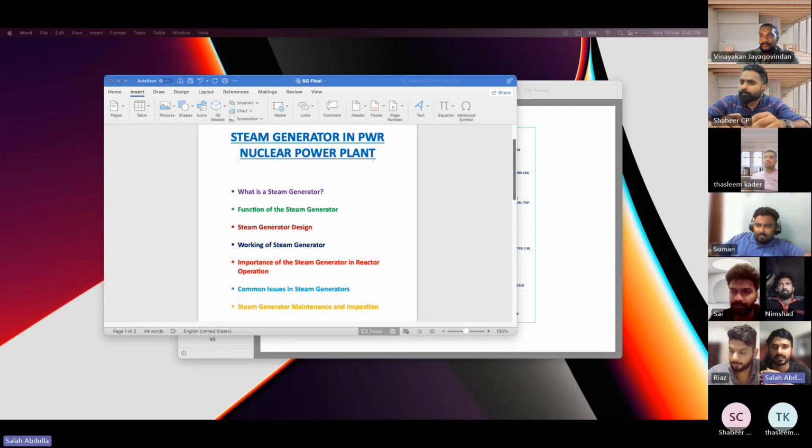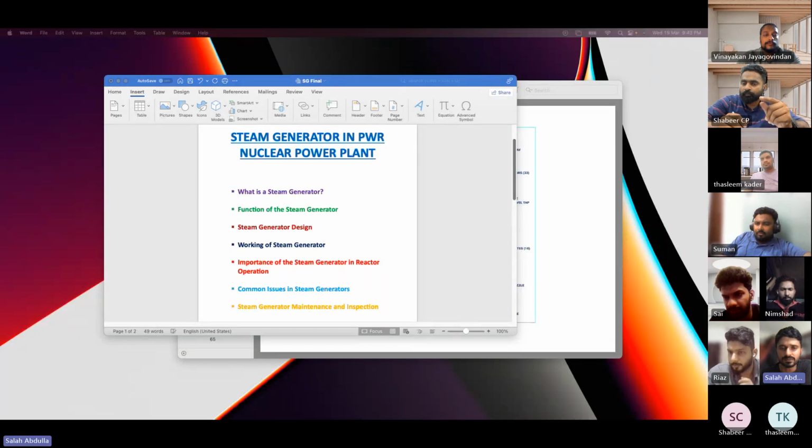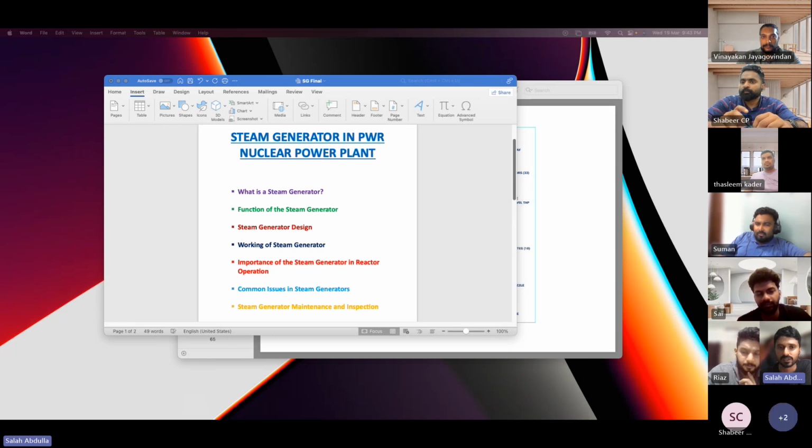Then it absorbs heat, because the temperature of the reactor coolant passing through the U-tubes is about 310 degrees Celsius, and the difference between the feed water and reactor coolant is about 70 to 80 degrees Celsius. So the lower-temperature feed water will absorb the heat from the reactor coolant passing through the U-tubes. Then it will produce the steam.